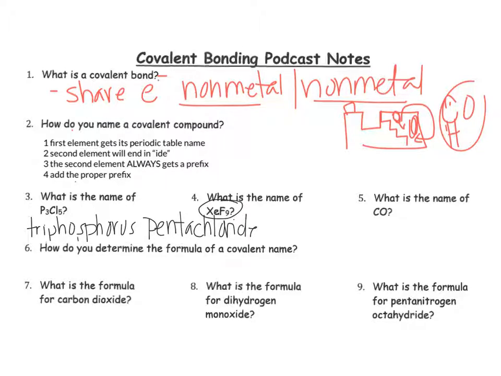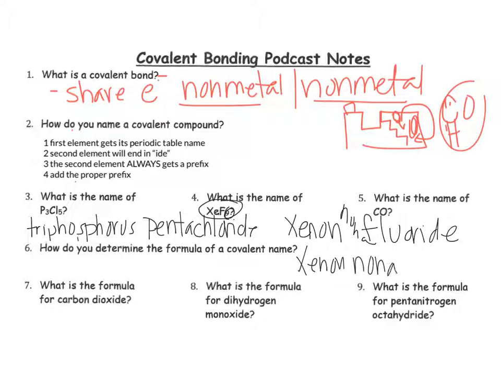All right, let's try this guy right here. That first element is xenon. The second one is fluorine, so it's going to become fluoride. And that little 9 right there makes that nona. So we have xenon, nona, fluoride. Okay, all right.